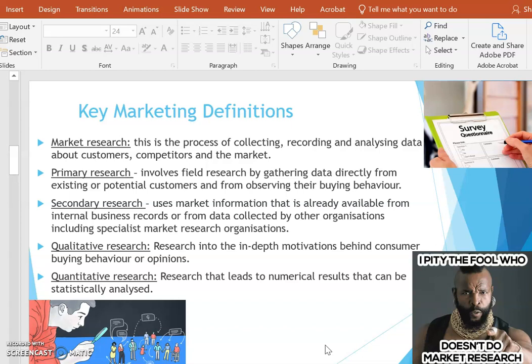So these five areas are going to be explored in greater depth as we move through this course. Any questions on those, guys, absolutely contact me.